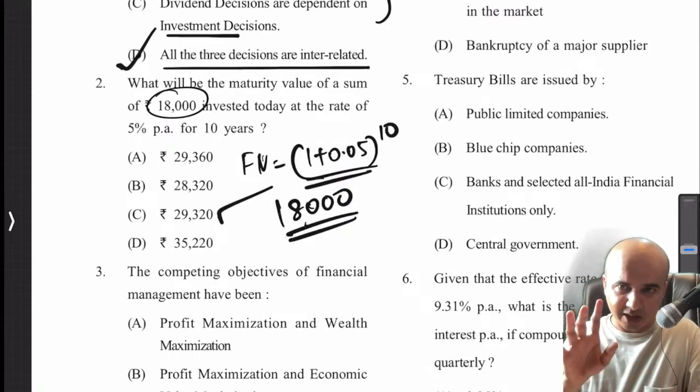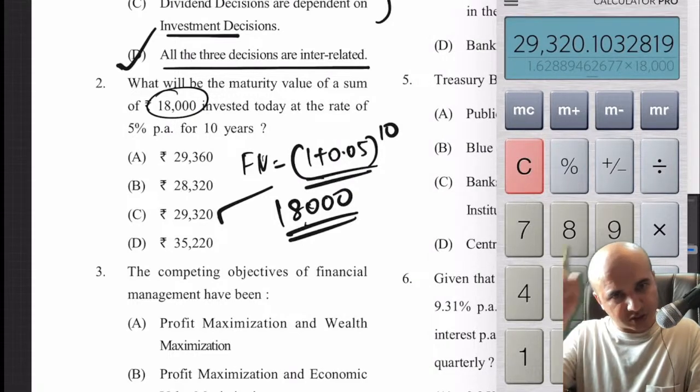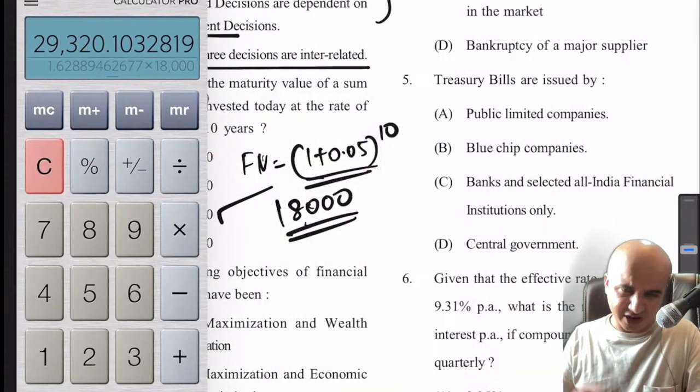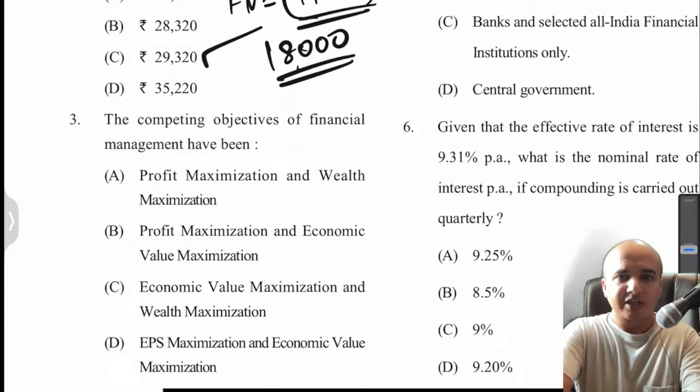In the exam, if the table is not given, just raise 1.05 to the power of 10. That's all. It's not very difficult also. Option C, correct. So now let's move on to the next question, which is the third question.